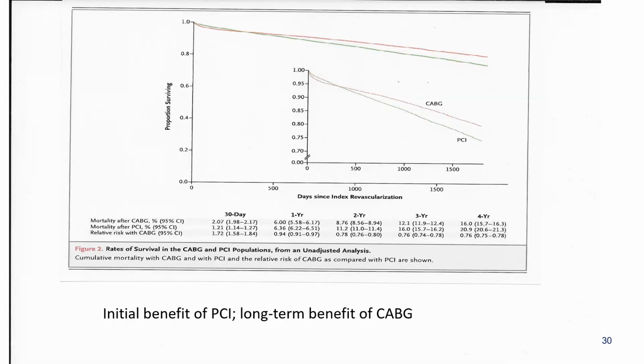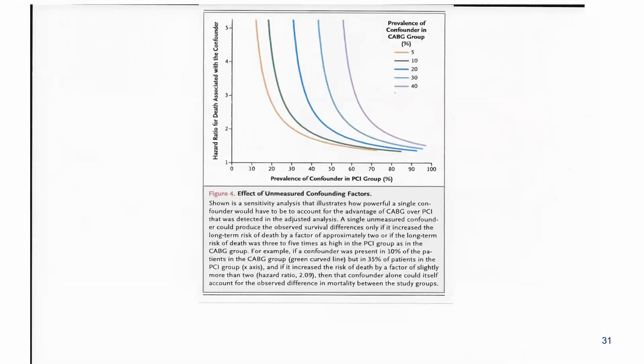Now, the question that a lot of studies don't answer is the prevalence of an unmeasured confounder. And so in this study, we actually did a simulation to show what would happen if there was an unmeasured confounder. And so the lines here are different percentages of a confounder in the CABG group, from 5 to 40%.